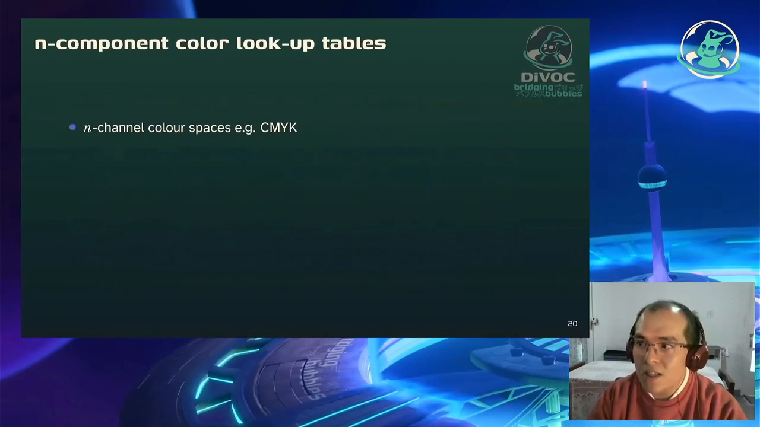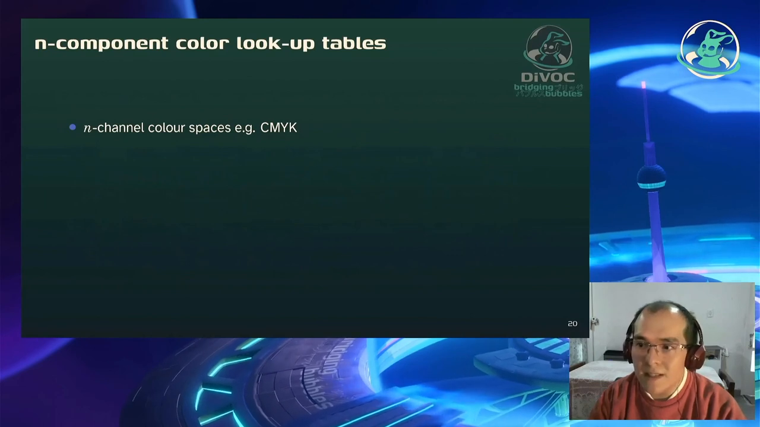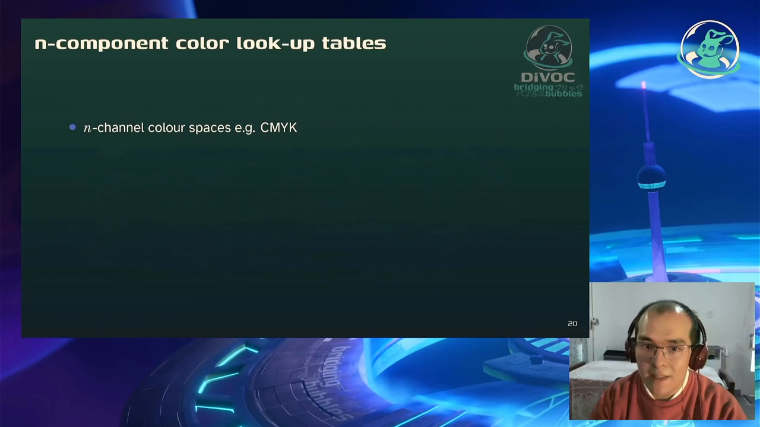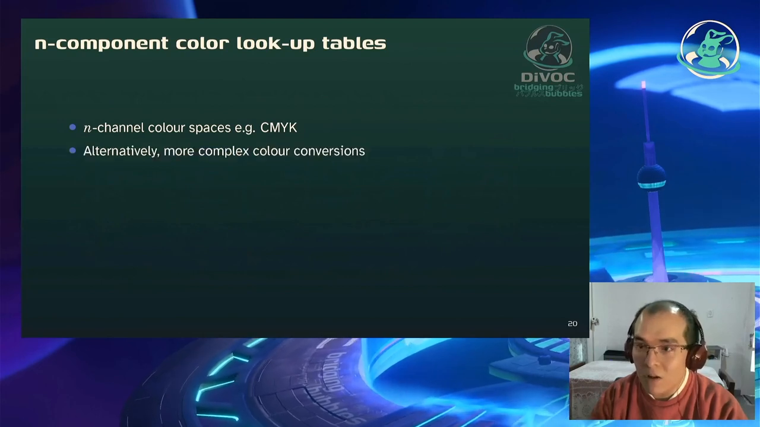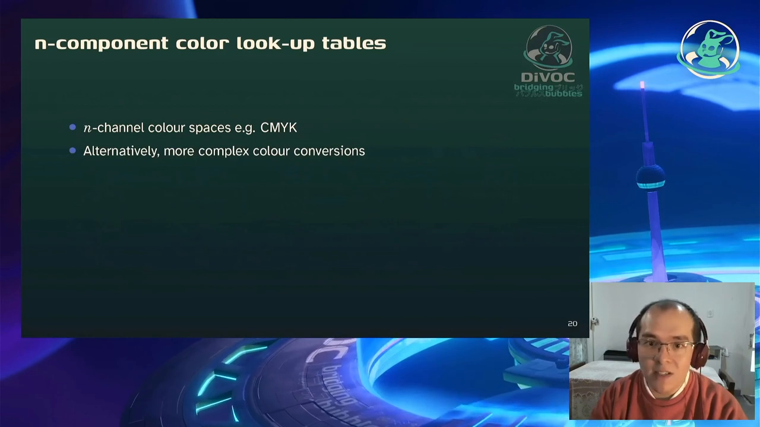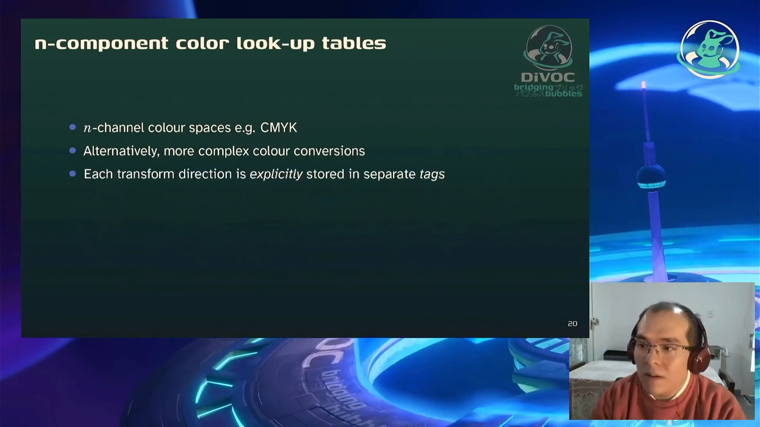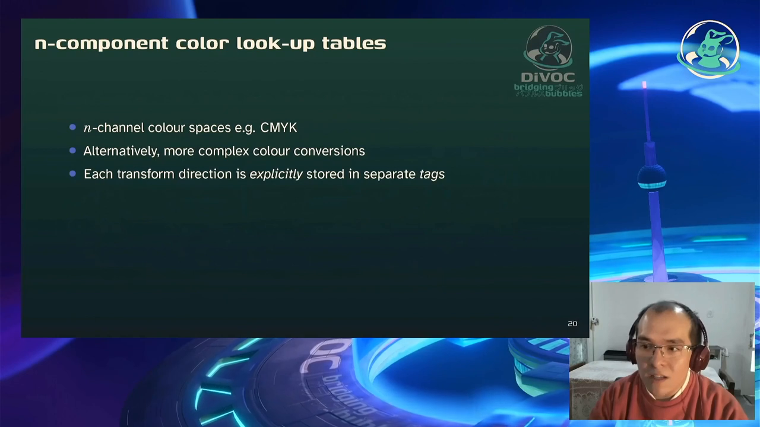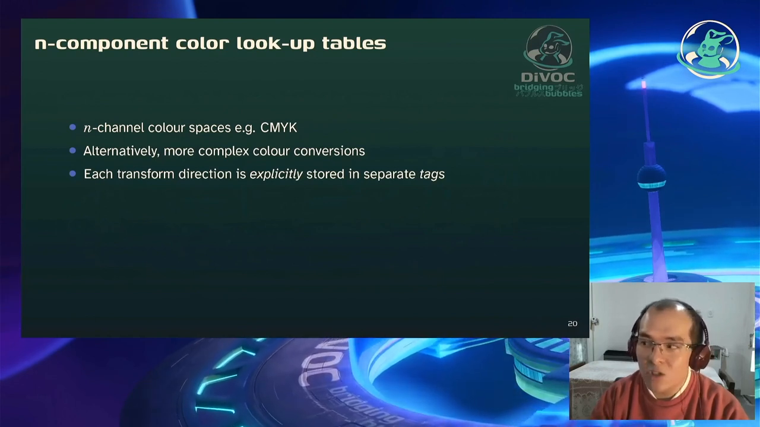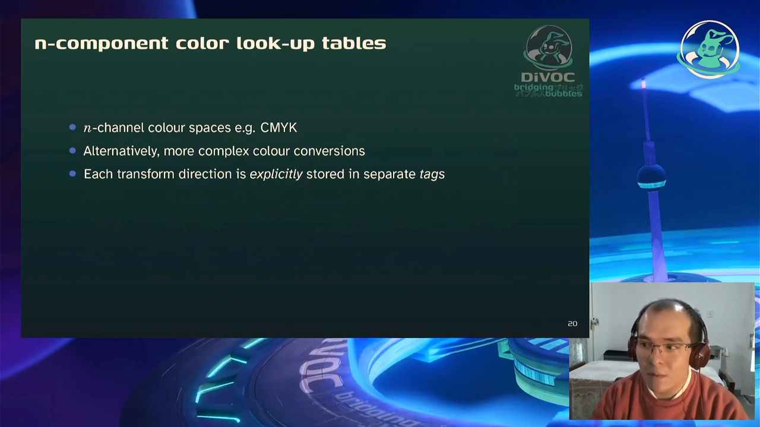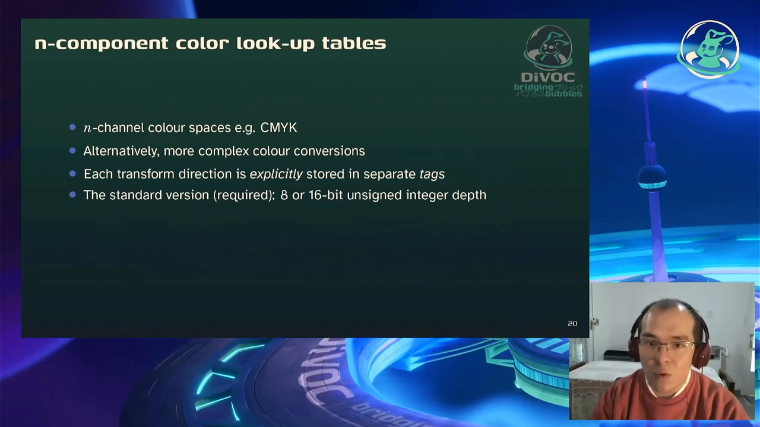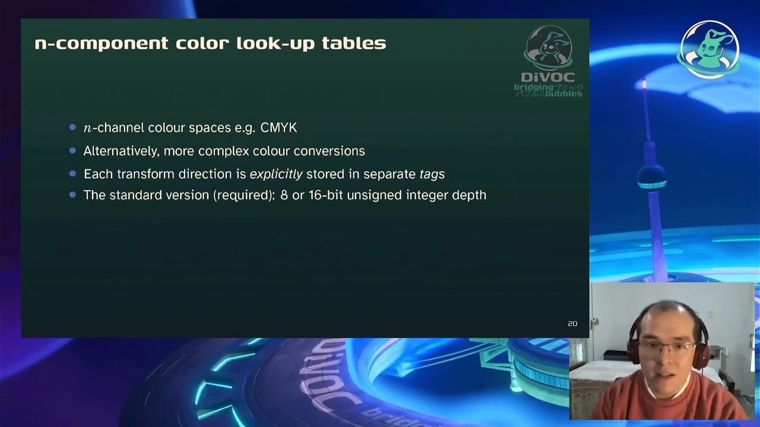Now, the second alternative that I mentioned is color lookup tables. This is designed for n-channel color space, for instance, the printer space, cyan, magenta, yellow, and black, or for more complex color conversion for which a matrix plus TRC is simply not enough. First difference from matrix plus TRC is that each transform direction is explicitly stored into separate tags inside the ICC profile. And also, there are two main ways in which to store this transformation.